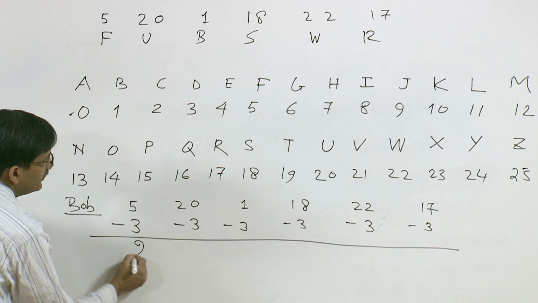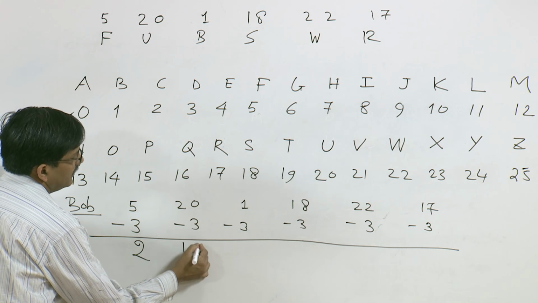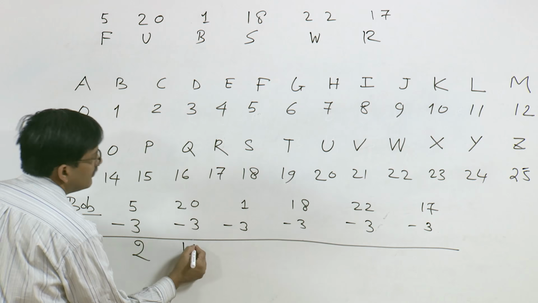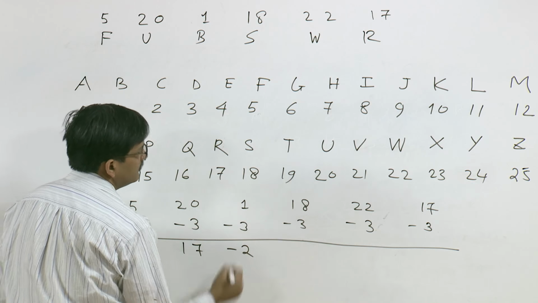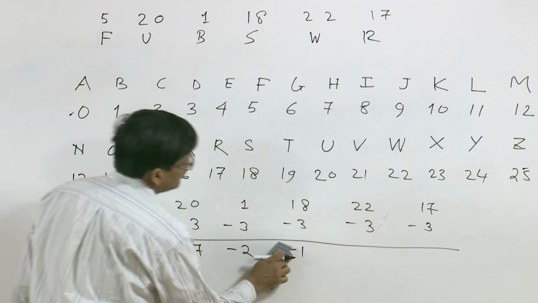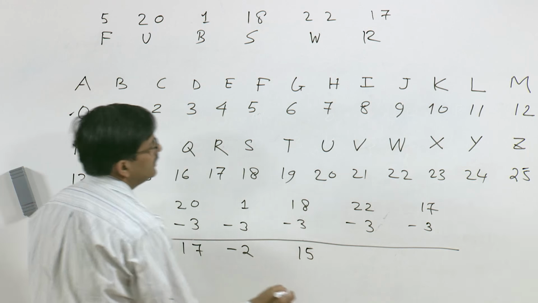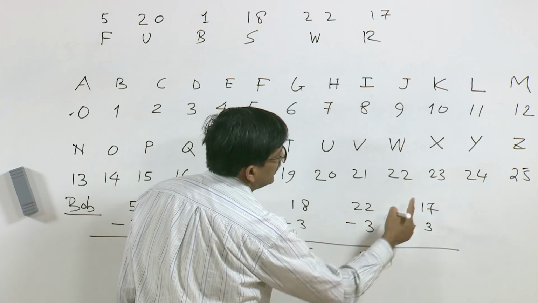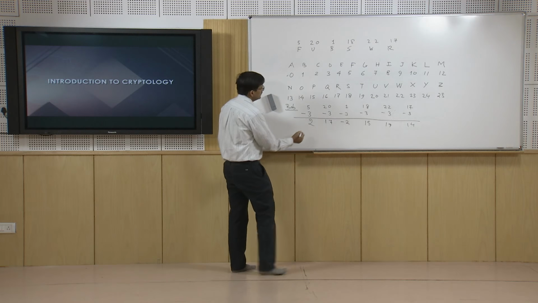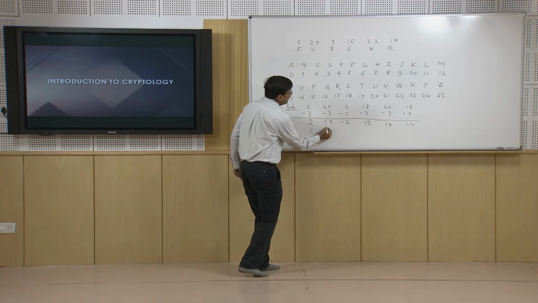If I subtract, I get 2 over here. If I subtract, I get 17 over here. This is minus 2, this is 15, this is 19 and this is 14. Now, let us look at the words. 2 corresponds to C, 17 corresponds to R.